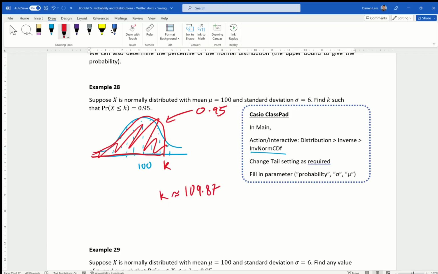Now, the tail tells us which end we are focusing on. In this case, it makes sense. I've got a value of k, and I want the probability on the left to be 0.95. If I do the probability on the right-hand side, I can do the same thing. I can essentially just copy and paste this, replace this with an r for right-hand side, and change that to 0.05, and it will give us the same answer. The left and right tells you which side you're trying to find that probability for.